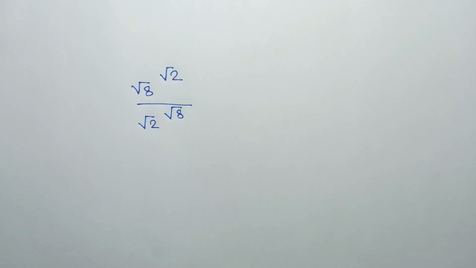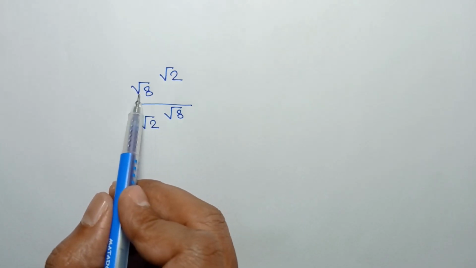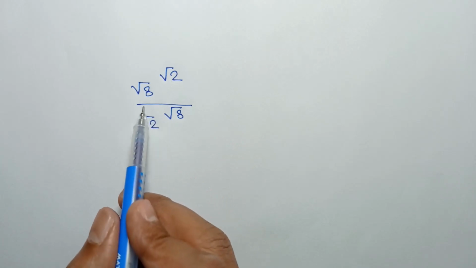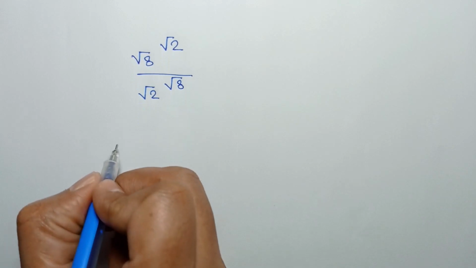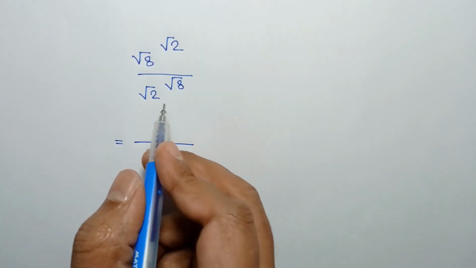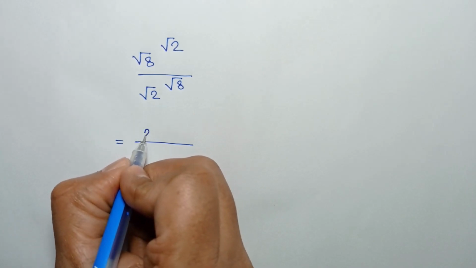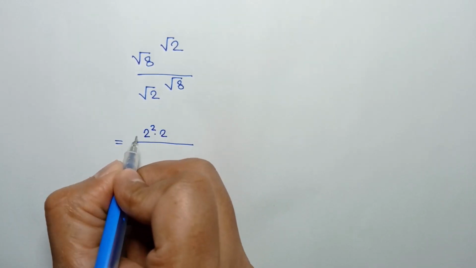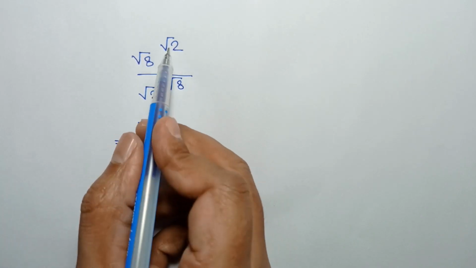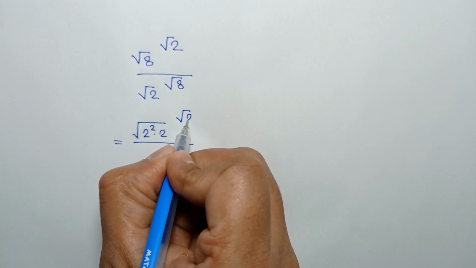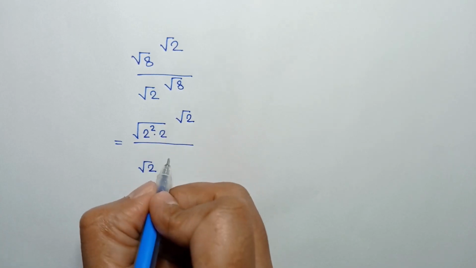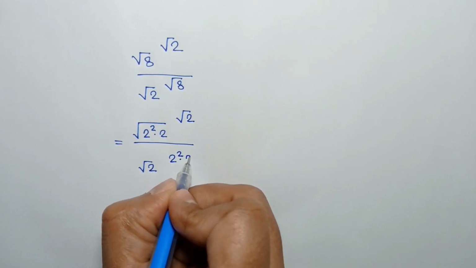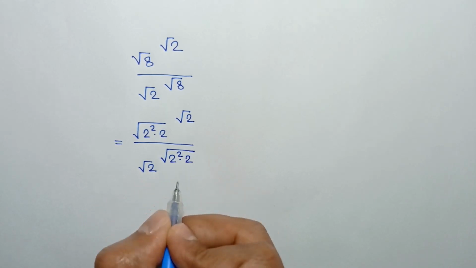Hi everyone, in this video I am going to show how to simplify (√8)^√2 over √2^√8 is equal to. 8 can be written as 2 square times 2, and this square root and the power √2, and this √2 to the power 8 is √(2² × 2).